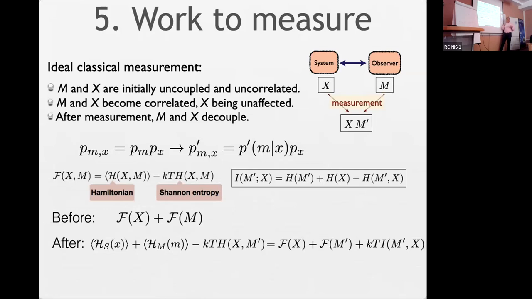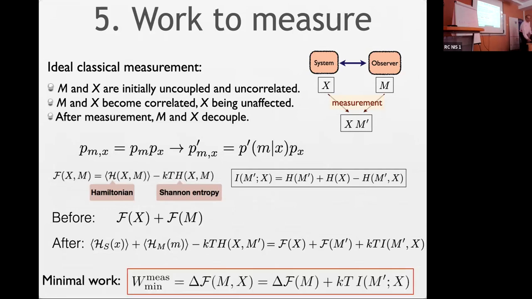So it appeared yesterday as the reduction of uncertainty, now it appears as the contribution of correlations to the free energy. Now, if you subtract before and after, the free energy of the system cancels, and the work to measure. Sorry, I will shut up.